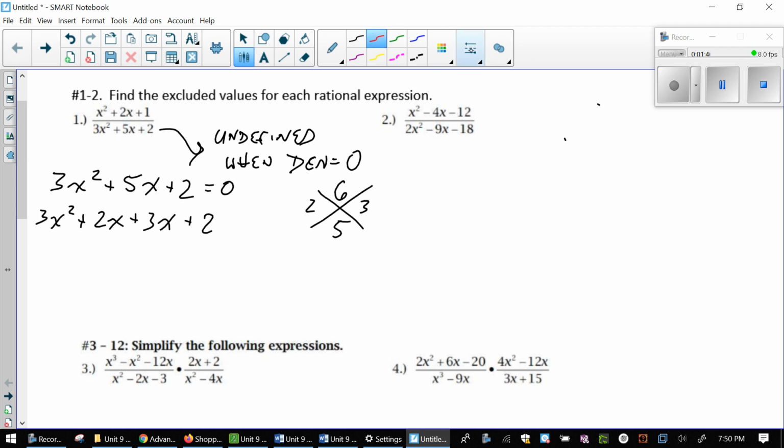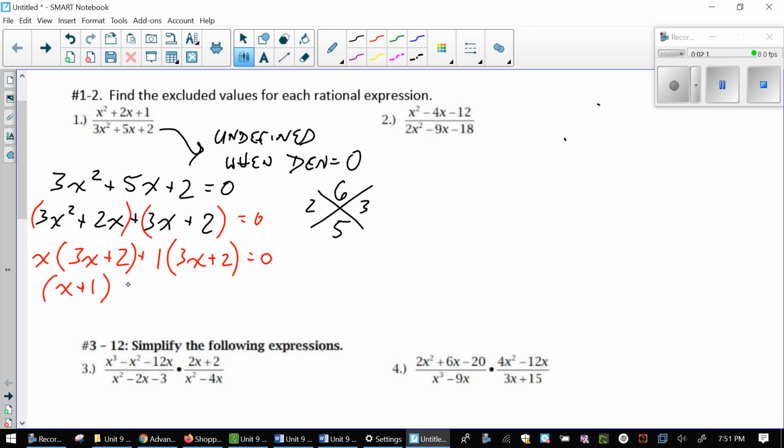And now we're going to group our first two, group our second two, factor out our common factors, pull out that x. I'm left with 3x plus 2. And nothing here, so we're going to pull out just a 1. 3x plus 2, that looks good. And remember, this is equal to 0. I could put that on every line. There's my first factor, x plus 1. My second factor, 3x plus 2.